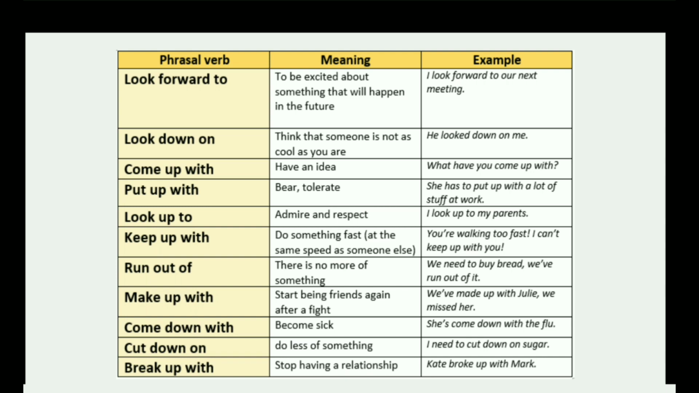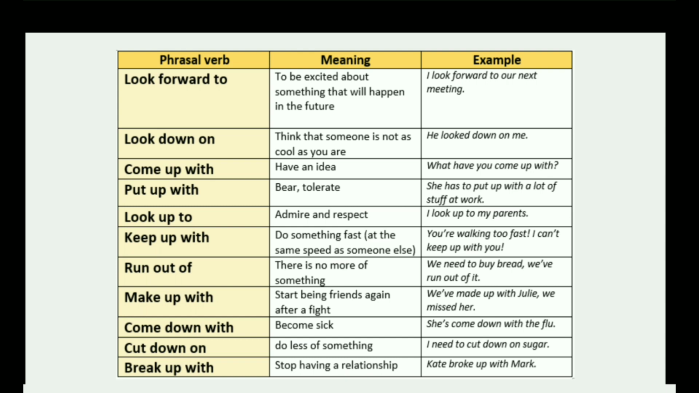For example, look forward to means to be excited about something that will happen in the future. So, I can say it like this: I look forward to our next meeting. Look down on means think that someone is not as cool as you are. He looked down on me. Come up with means have an idea. What have you come up with? Next, put up with means to bear or tolerate. She has to put up with a lot of stuff at work.